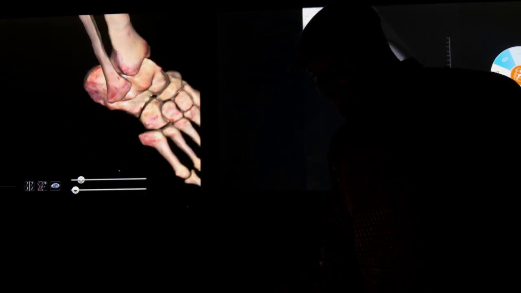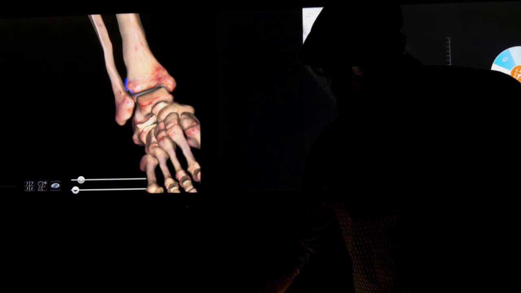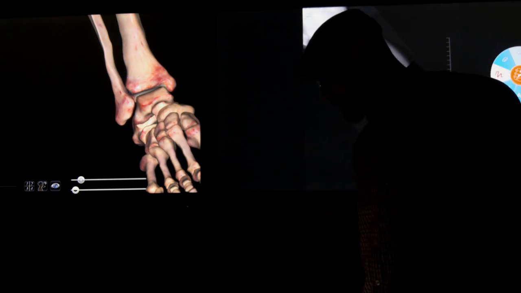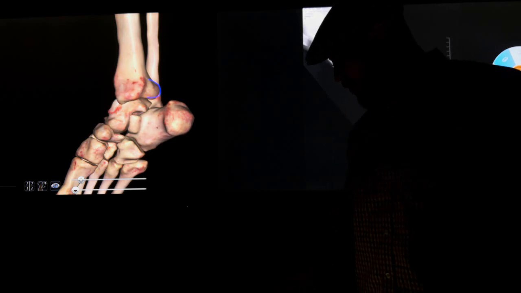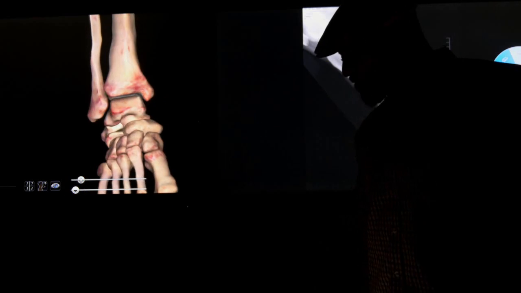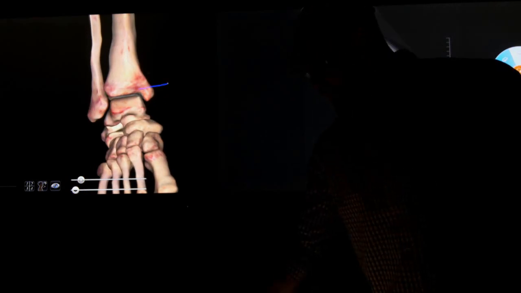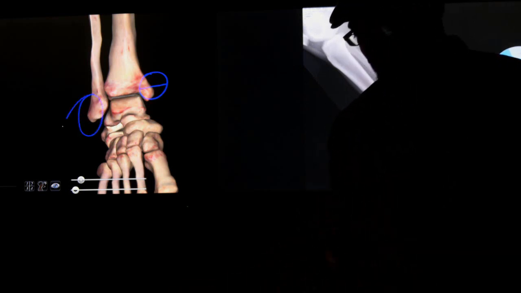Let's see. The anterior tubercle of the tibia is what superimposes the fibula on the AP. It's right here. This is the anterior tubercle of the tibia. And again, what they often call the posterior malleolus, you can see that right here. So when all of those fracture, they call it a trimalleolar fracture. And again, this is going to be right here. That's your medial malleolus, and that's your lateral malleolus.